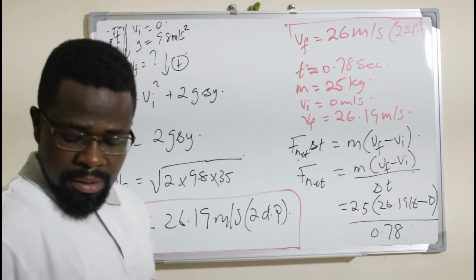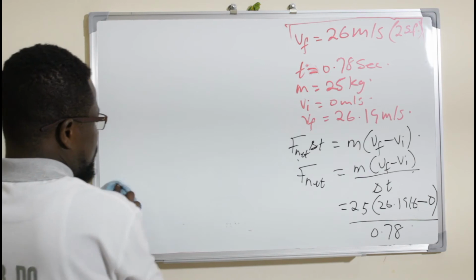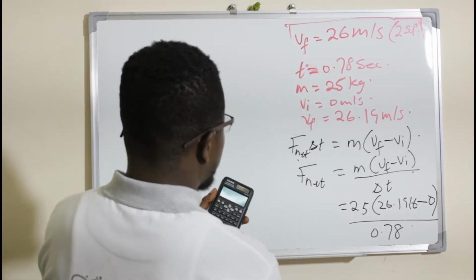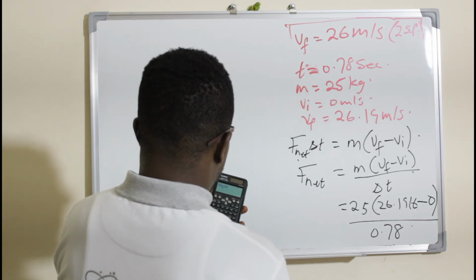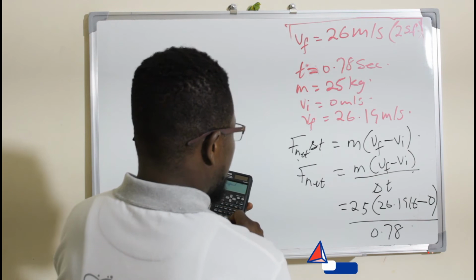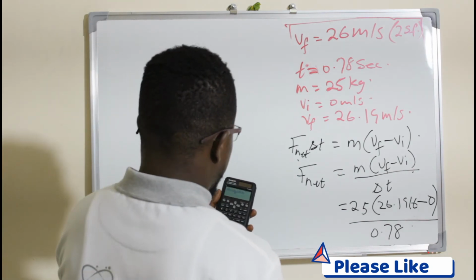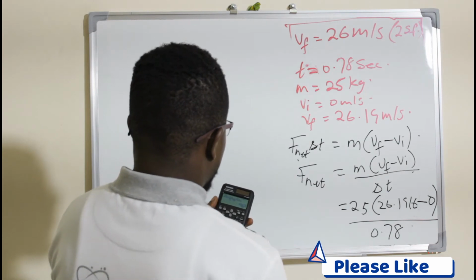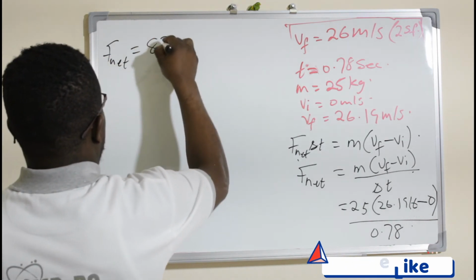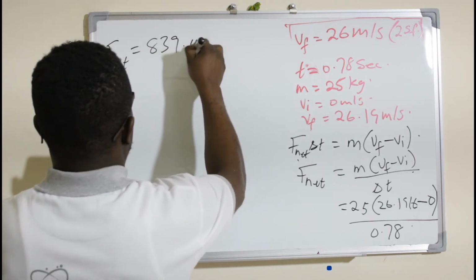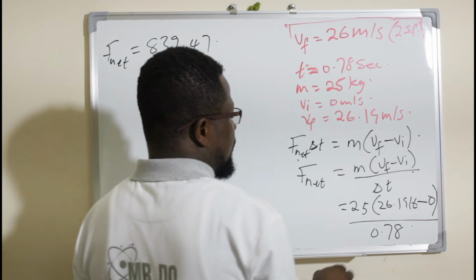Good. Now let's punch the calculator and see what we're going to have as our answer to that particular problem. If I do that, we are having 25 multiplied by 26.1916, and then we divide that by 0.78. Once we do this, our answer, which is the F net, is 839.47.